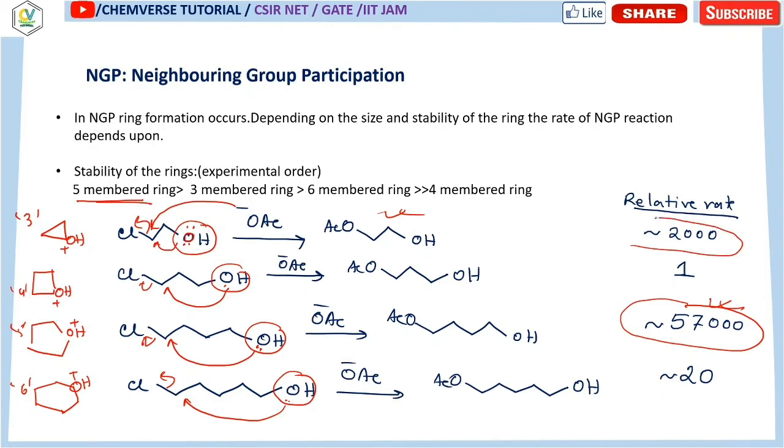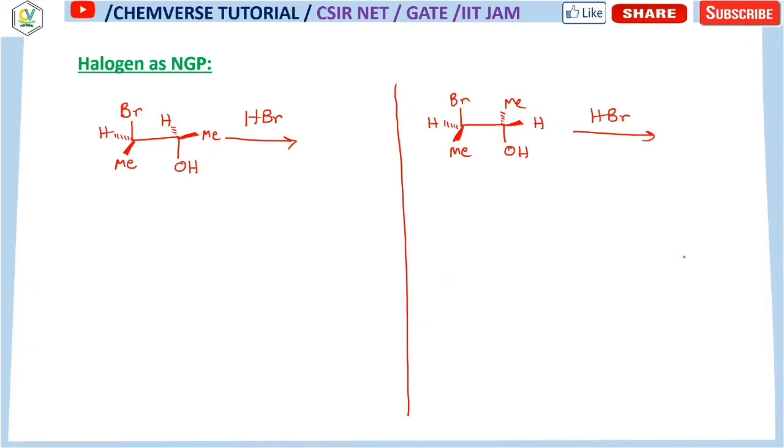Look at this, 2000 is the relative rate. The third one is the 6-membered ring formation. The rate decreases. And the 4-membered ring formation is not that stable for NGP. So this will be the order of the relative rate. Clear? Okay. Now we will discuss the NGP of these two molecules.